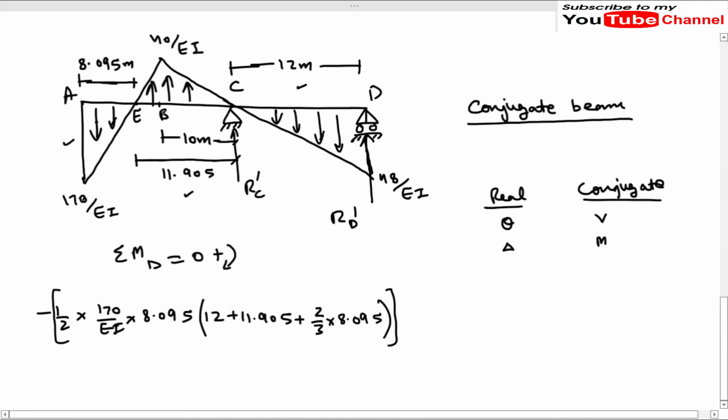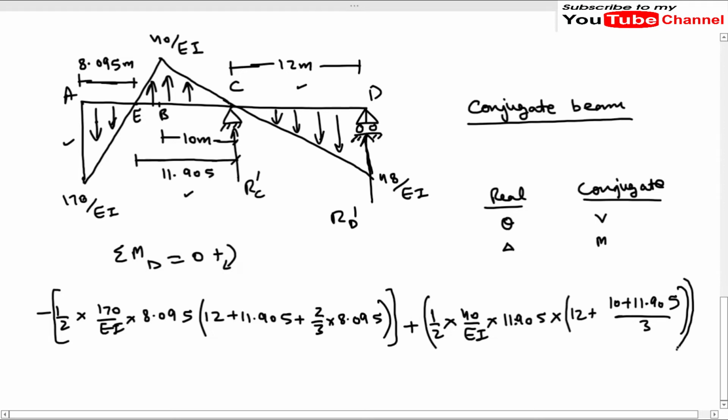Now we have another triangle which is in this portion EC. Okay, so the moment will be positive because it is acting in the clockwise direction, and we have considered the clockwise direction as positive. So it will be 1 by 2 times 40 divided by EI multiplied by 11.905, multiplied by the distance of CE. So it will be 12 plus 10 plus 11.905 by 3. So this is the bending moment due to this triangle loading on the portion EC.